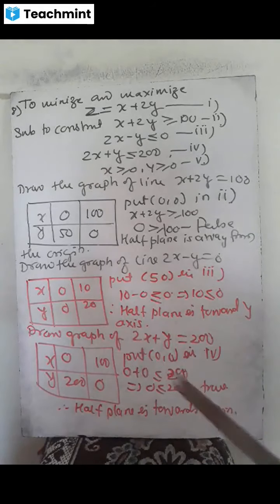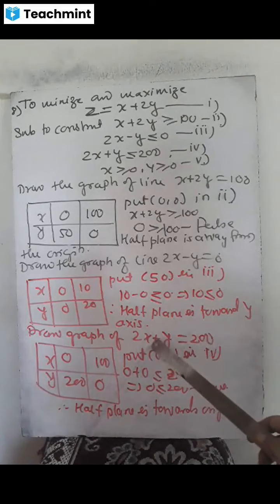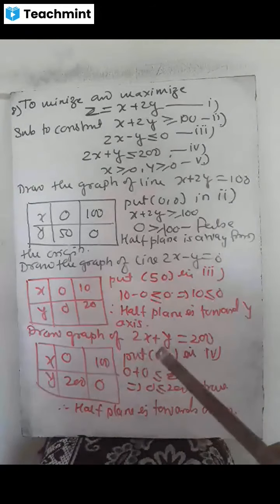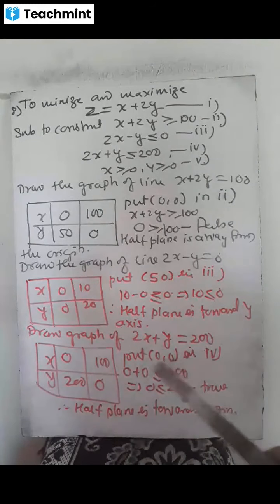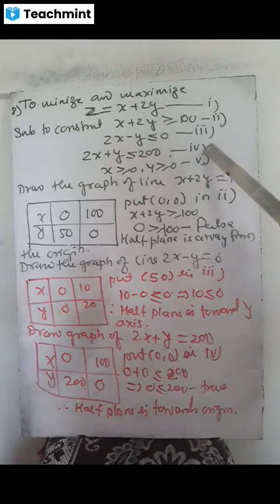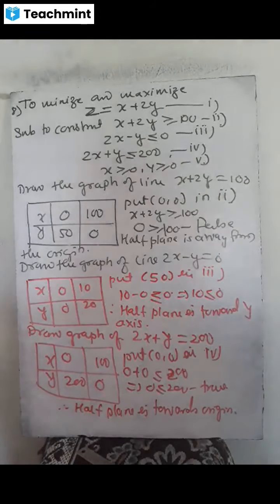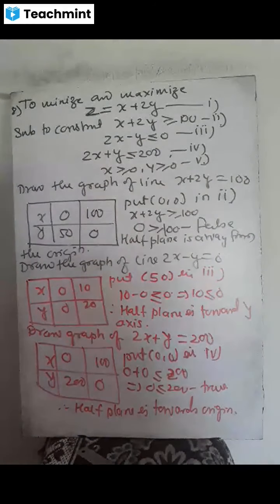Then draw the graph for the next line, 2x plus y equal to 200. Putting the value of x as 0, y is 200, then x is 100, we got y as 0. Again here putting 0, 0 in equation number 4, we got 0 is less than 200, which is true, and the half plane is towards the origin. Now using all these three tables, we will plot the points on the graph. After that, we will decide the feasible region.